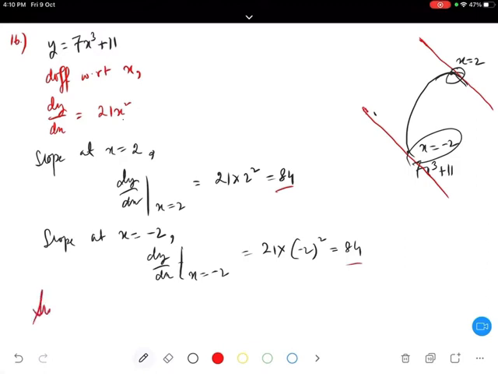So write down, therefore, the tangents at x is equal to 2 and x is equal to minus 2.